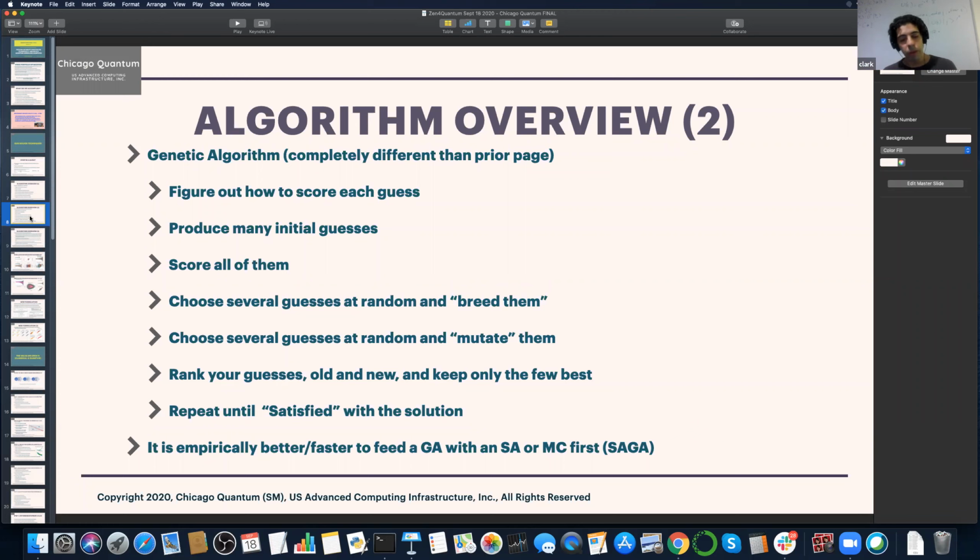So if we just guess randomly, a genetic algorithm does pretty well. But if we give it good solutions to start with, it does great. And so what we do, we call it Saga in-house. We do a simulated annealer to populate the initial population, and then we run the genetic algorithm. That tends to get us better and better solutions, because we never allow anything worse than the best simulated annealer to be our final solution.